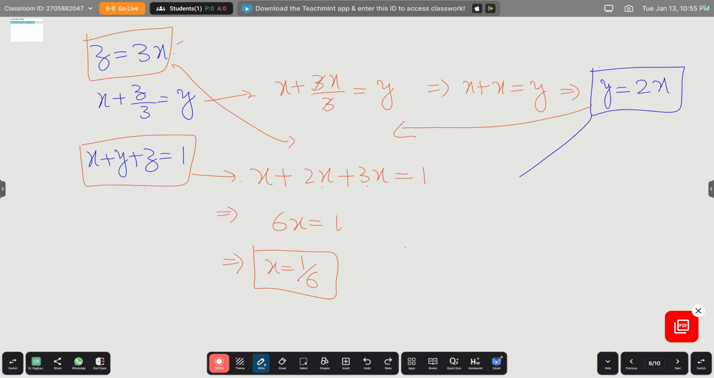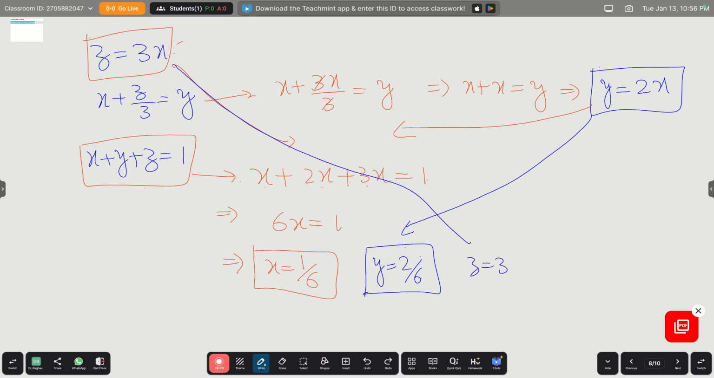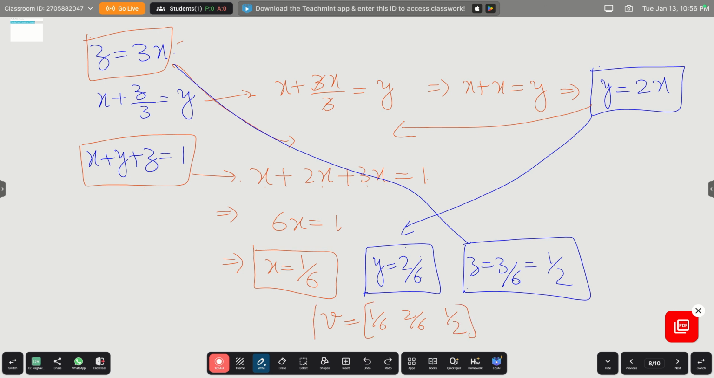Now getting the other values is very easy. So y is equal to 2x. x is 1 by 6, so 2 divided by 6. And the third one, z is equal to 3x. 3 into x, so 3 by 6, or you can write it as 1 by 2 also. So we combine all the three and get our fixed probability vector v. v is equal to 1 by 6, 2 by 6 and 1 by 2. So this is the fixed probability vector required.